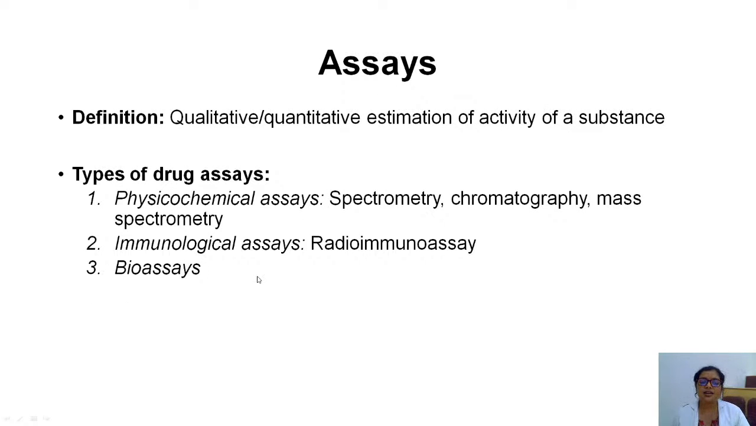Next are immunological assays. These are methods which involve antigen-antibody binding, like radioimmunoassays. Basically, you add a radio-labeled isotope to a substance, and you can measure its radioactivity, or you can attach it to an antigen or antibody. Such kinds of assays are known as immunological assays. The last one is your bioassays, which we are going to discuss.